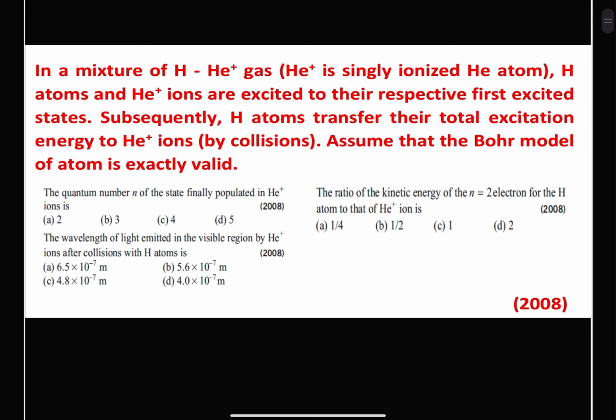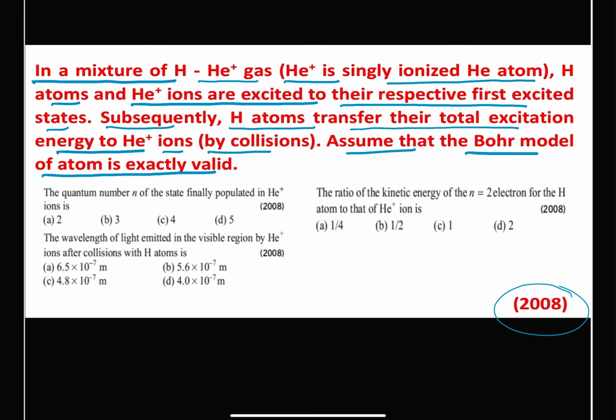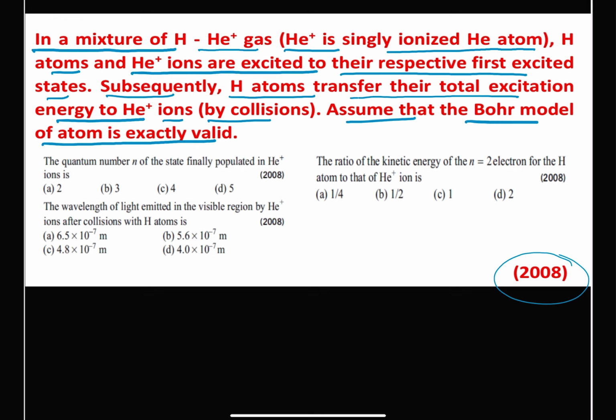it was asked in the year 2008, and it states that in a mixture of H and He positive gas, slightly ionized He atom, H atoms and He atoms are excited to their respective first excited states. Subsequently, H atoms transfer their total excitation energy to He positive ions by collision. Assume that Bohr model is exactly valid. Based on this, we have these 3 questions.